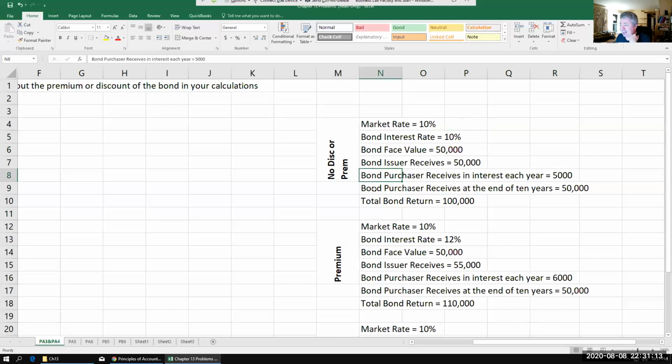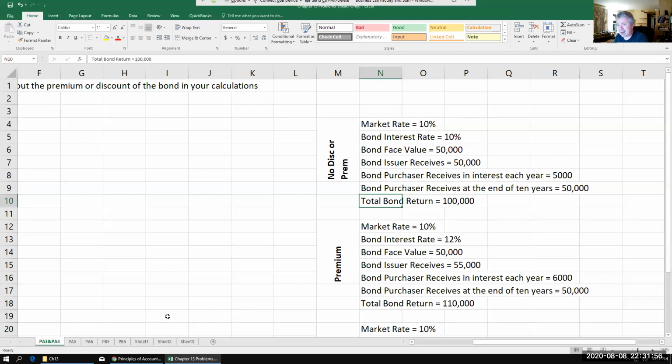And this is using the straight line method. At the end of the 10 years, we pay back the face value. So the person who purchased the bond is going to get $5,000 a year for 10 years, which is $50,000, and they're going to get their initial investment of $50,000 back. Their total bond return is $100,000. Again, this is with no premium and no discount.